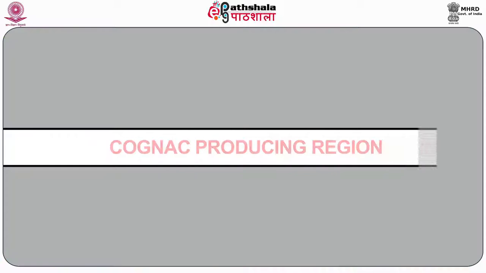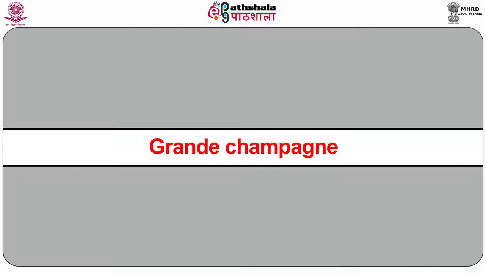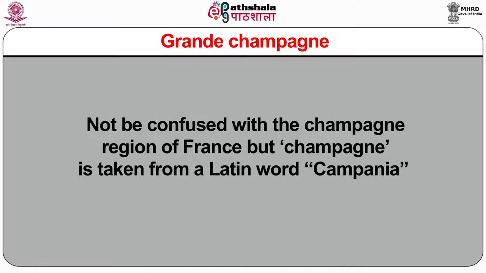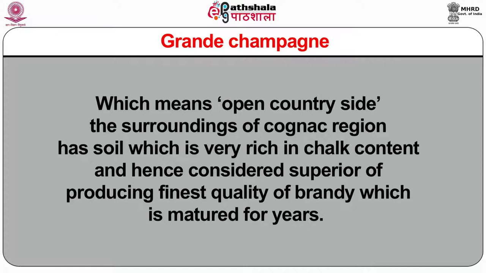Now we will discuss the different cognac regions. The first one is Grand Champagne. It should not be confused with the Champagne region of France, but Champagne is a word that is taken from the Latin word Campania, which means open countryside. The surroundings of the cognac region have soil which is very rich in chalk content and hence considered superior for producing the finest quality of brandy which is matured for years.